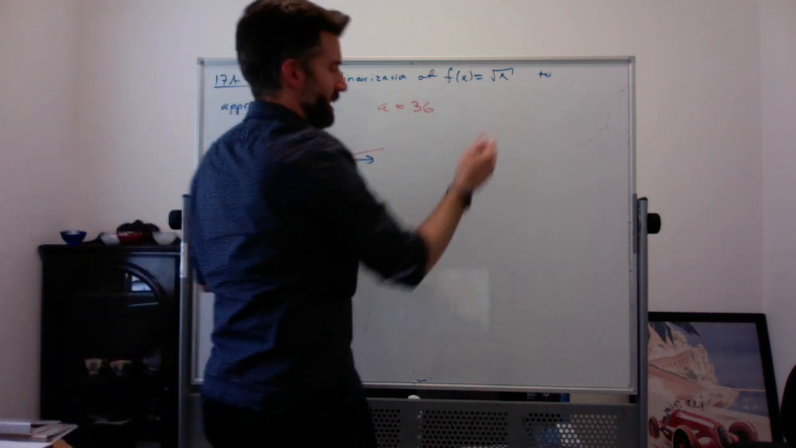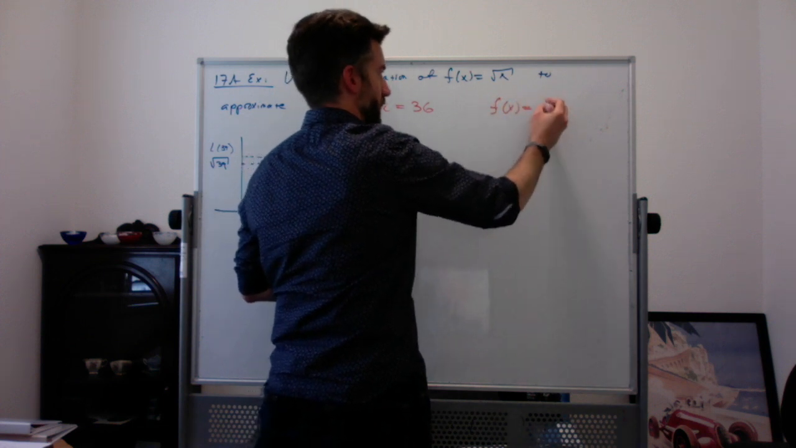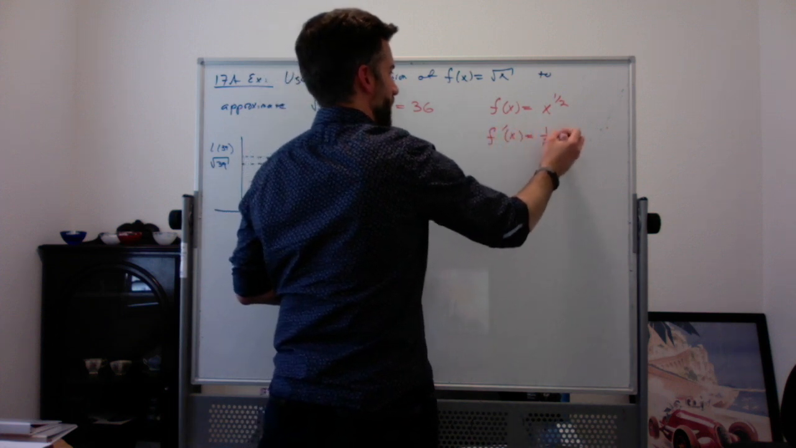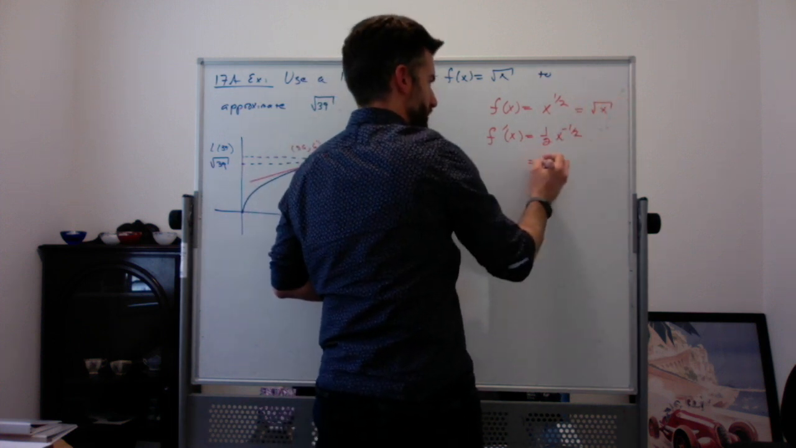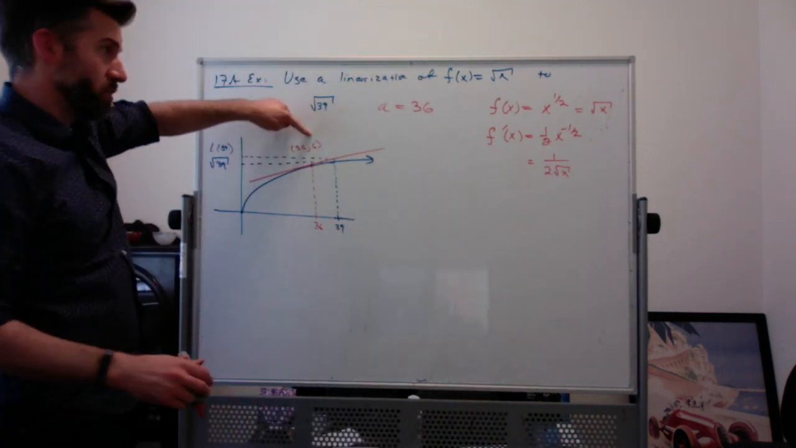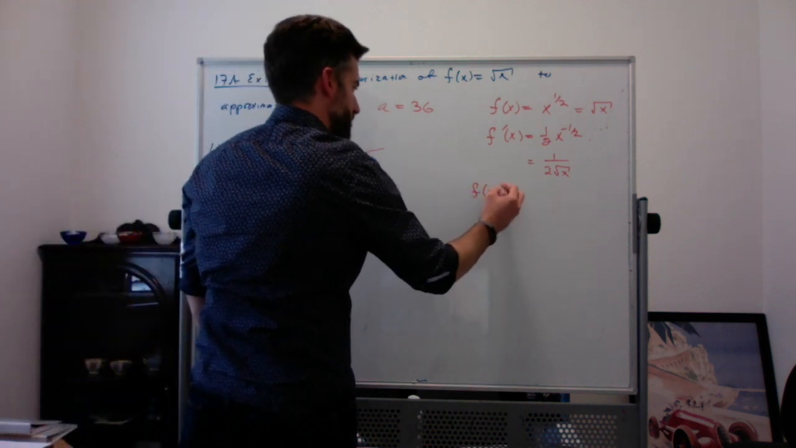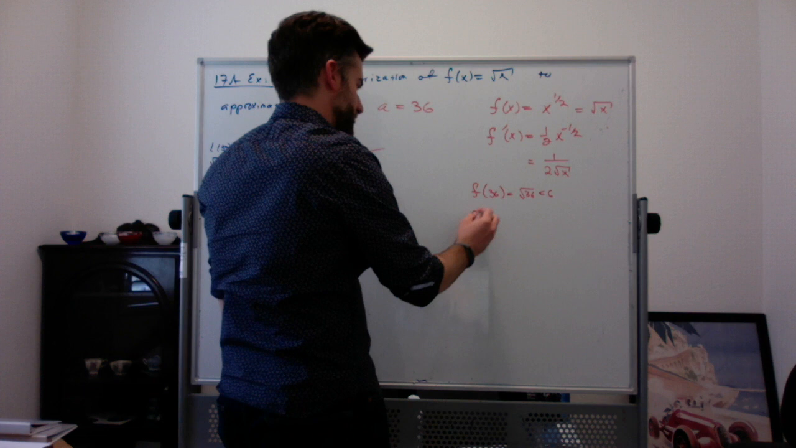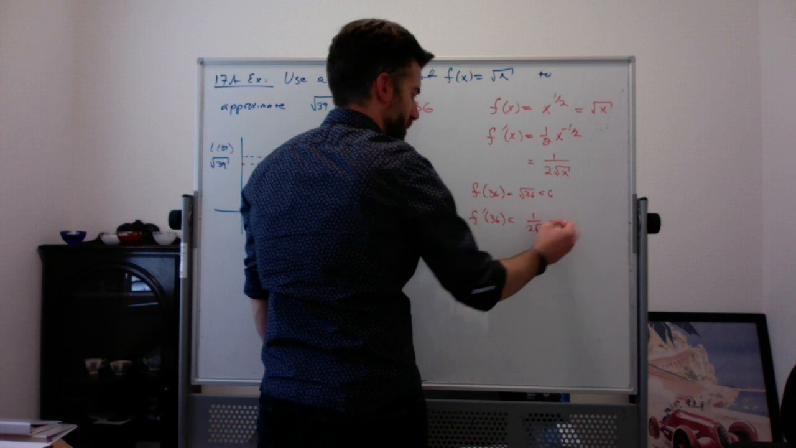So we need two things. We need our function. f of x is the square root of x, or x to the 1/2. And we need the derivative. f prime of x is 1/2 x to the negative 1/2. You can write this as 1 over 2 root x. And then we need the function value, which is 6, which we already found. So f of 36 is the square root of 36, which is 6. And we need f prime of 36 to give us the slope. That's going to be 1 over 2 root 36, which is 1 over 2 times 6, which is 1 over 12.